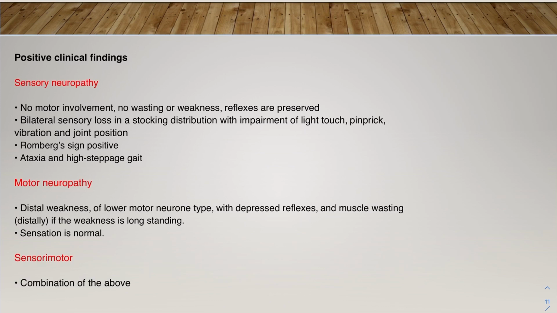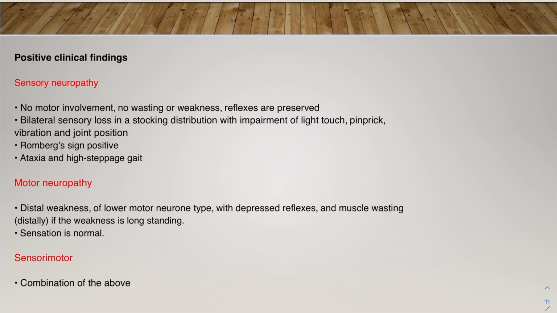So remember that in cerebellar syndrome the patient can also be ataxic. The patient also can be ataxic in the peripheral, in the sensory neuropathy. So the important sign to look for is the Romberg sign, and it is positive in the sensory neuropathy. So you must examine for this sign.